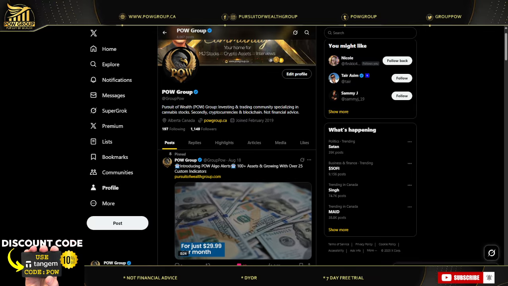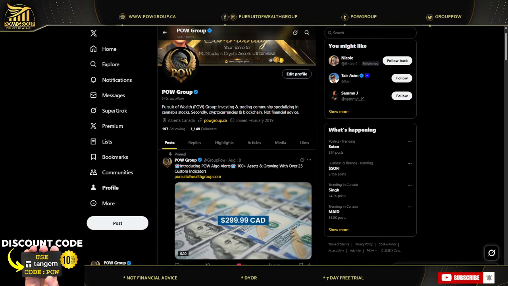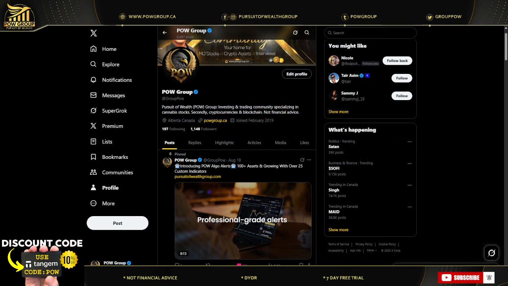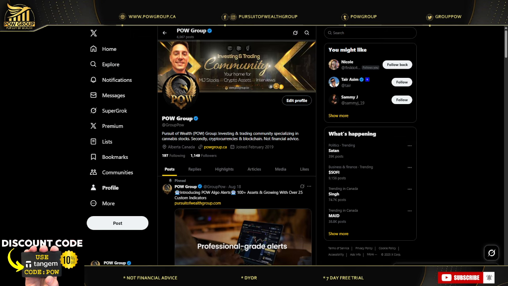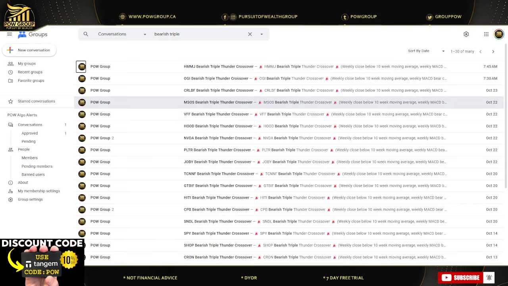And we can utilize things like the POW algo alerts to give us early buy and sell signals to help time trades as well. And it's just a great way to not have to monitor the charts all the time and just wait for the alerts to come to you. And like I said, you can basically just react to these alerts versus having to spend hours and hours and hours in your charts.